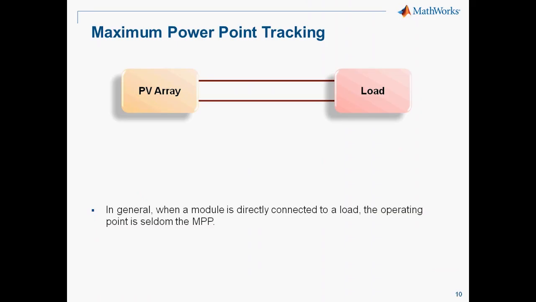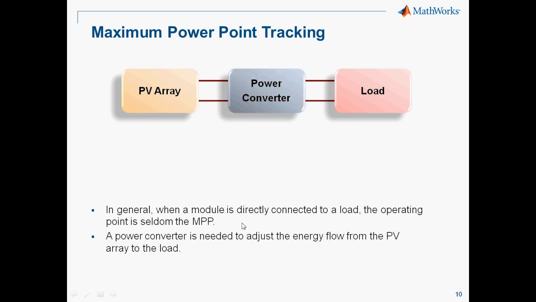So let me go back to my slides here. What we just saw is that if we connect the PV array directly to the load, we're very rarely going to be on the MPP. Maybe at one point we'll be on the MPP. So we need to have some kind of power converter in between, and that power converter needs to be performing what is called maximum power point tracking. It has to track that maximum power point.